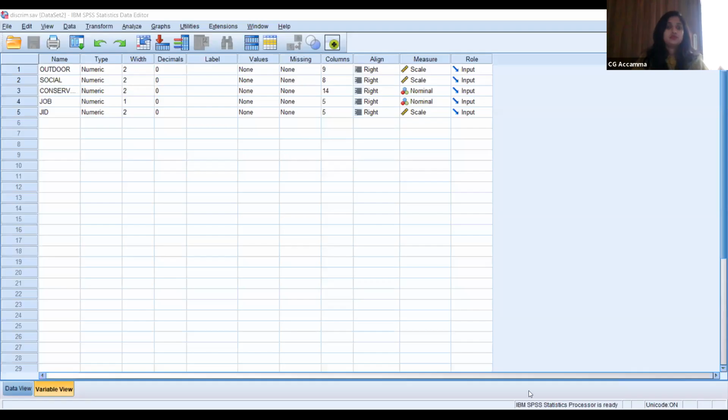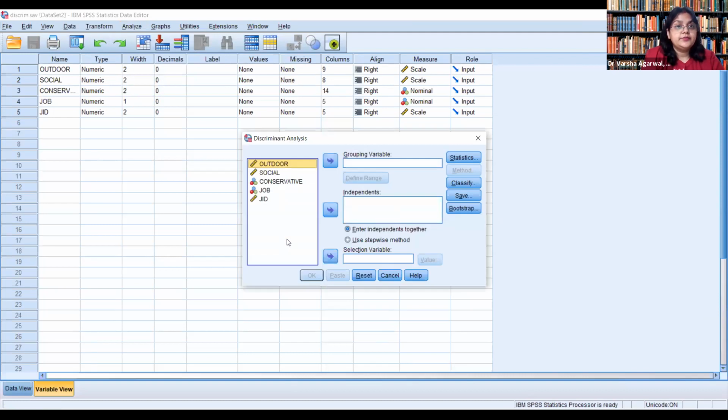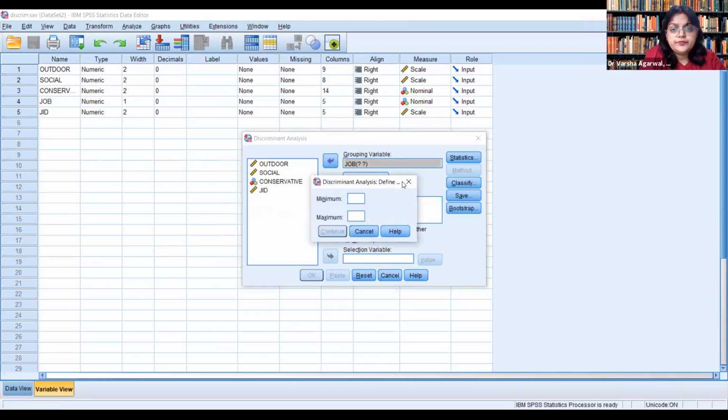Okay, so this is the analyze, and then you go for classify, and then you go for discriminate. So here you can take a grouping variable as job. You need to define the range.